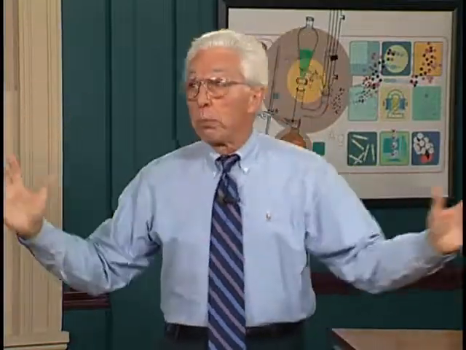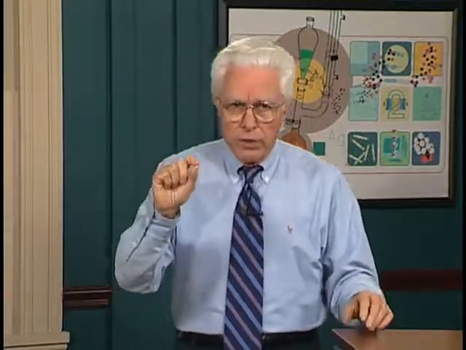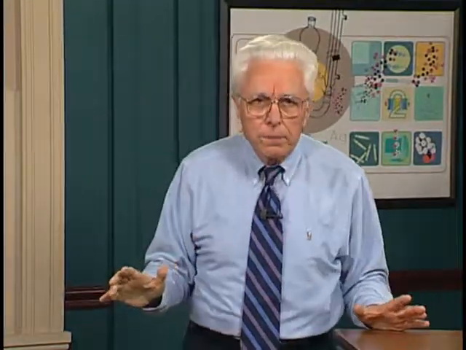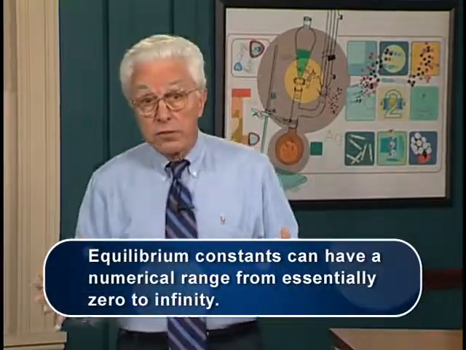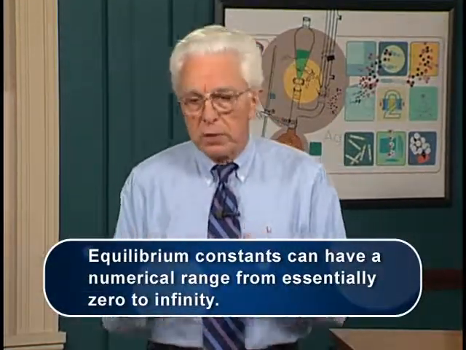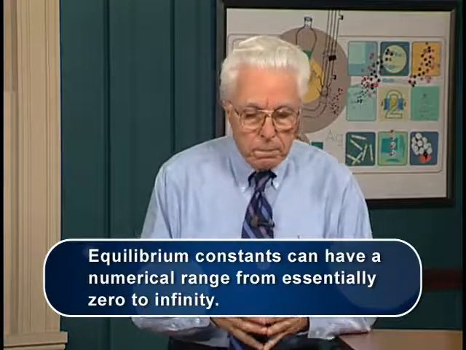I often like to make the joke that equilibrium constants vary from the smallest positive number in the entire universe, the number that comes right after 0, to the largest number in the entire universe, the number that you run into just before you get to infinity on the number line. Well, that's a nice theoretical answer. Equilibrium constants can have a numerical range from essentially 0 to infinity.